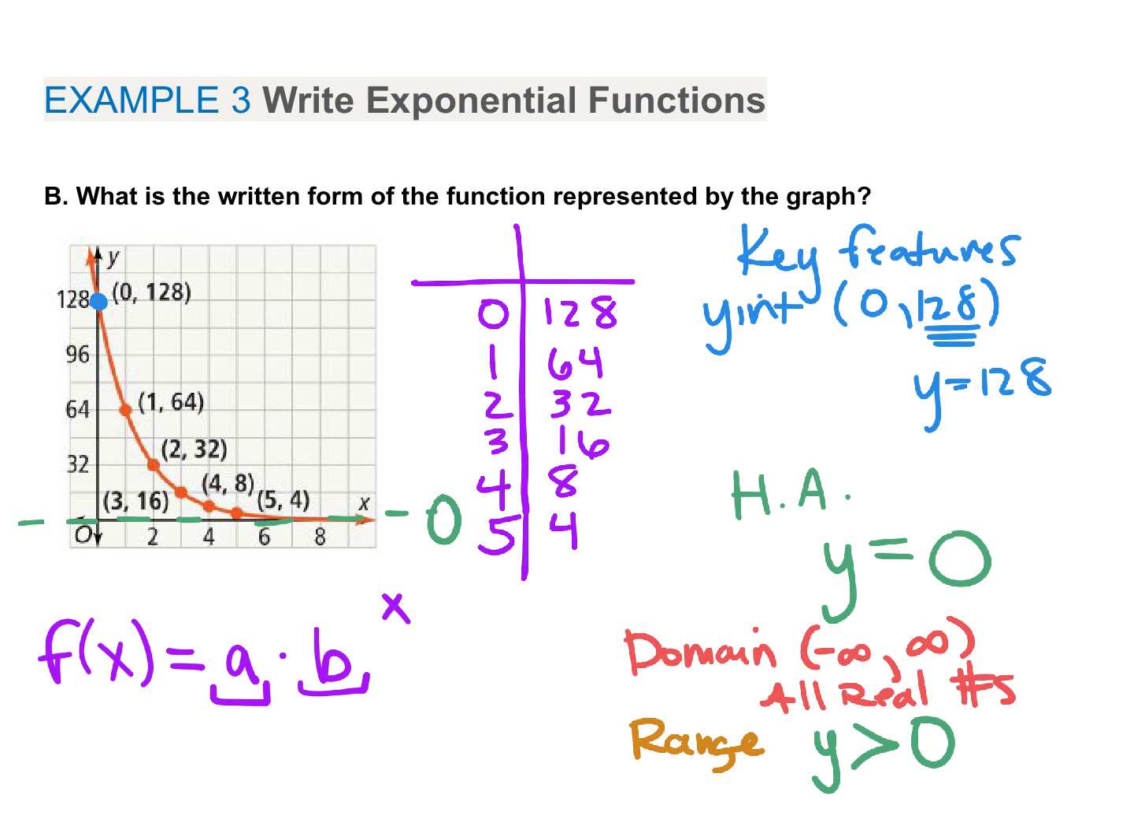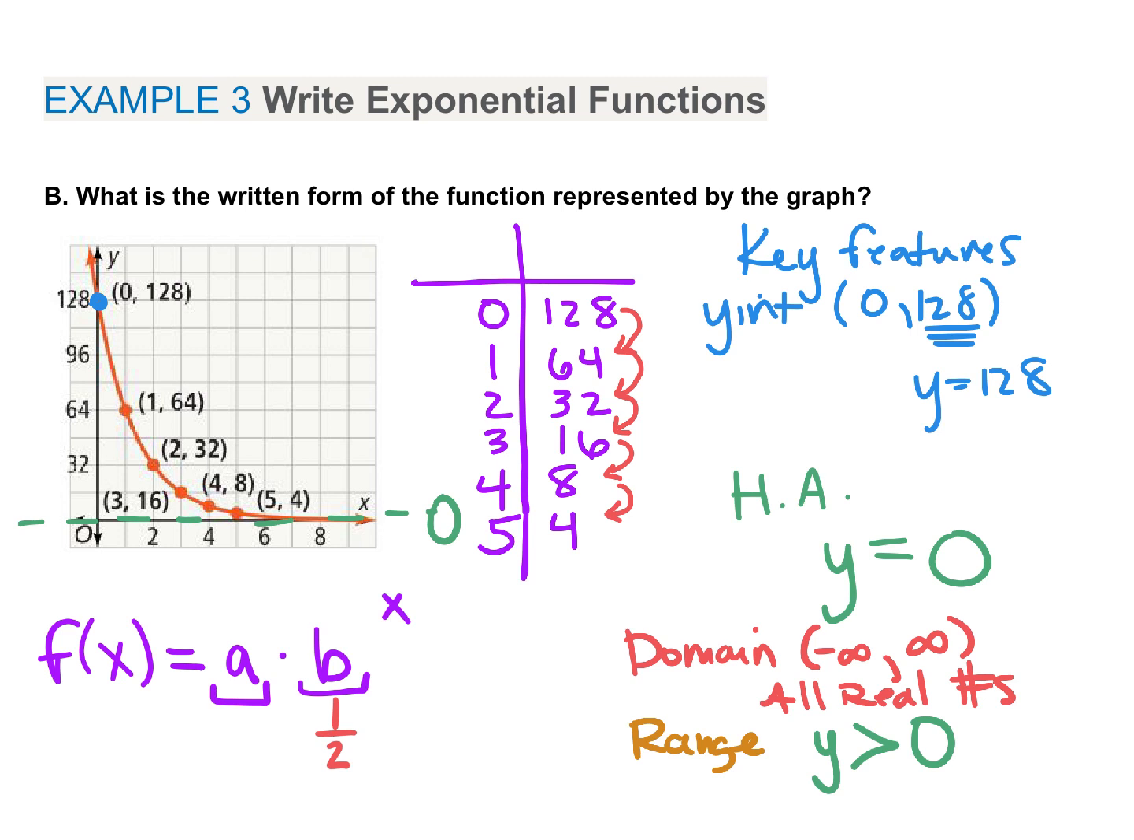If you look at the numbers, it might be a little bit tough to figure out at first, but 128 to 64, that's actually being cut in half or divided by 2. From 64 to 32, that's being cut in half. 32 to 16, cut in half. 16 to 8, cut in half. 8 to 4, cut in half.